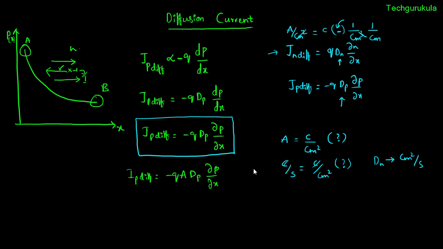A very important point to remember is that diffusion current doesn't depend on electric field. We have never considered electric field in this case. It depends on the carrier concentration gradient.